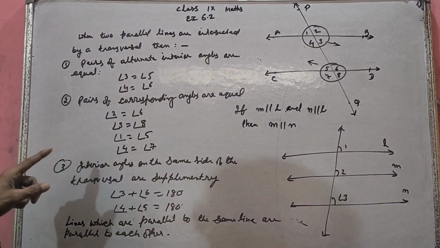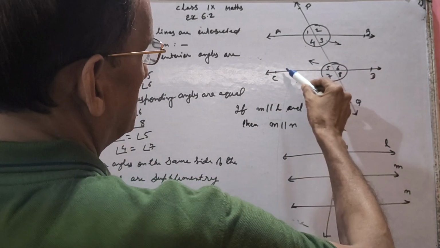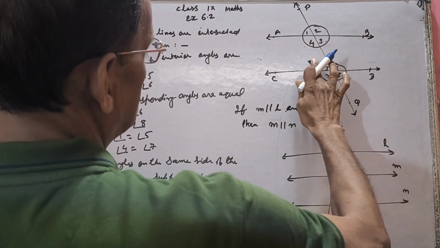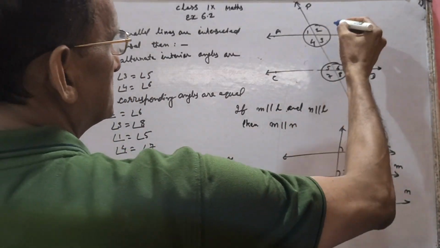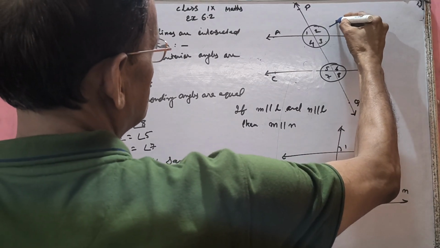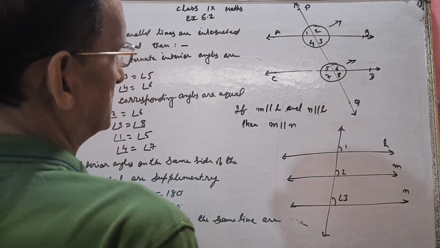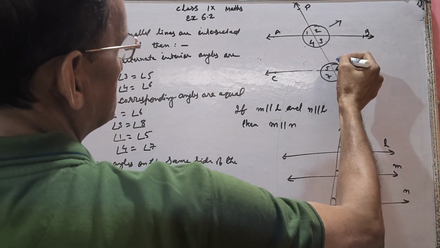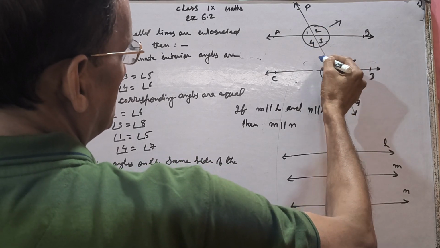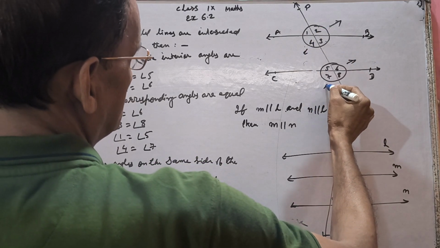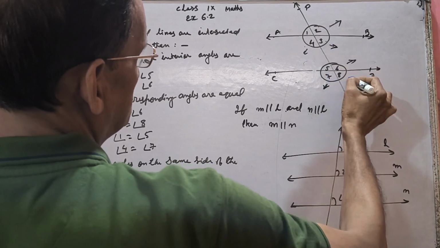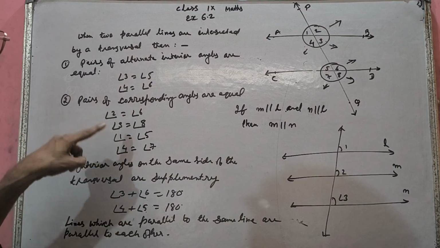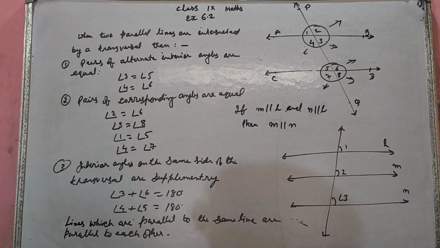Now, the second property: when two parallel lines are intersected by a transversal, then the pair of corresponding angles are equal. See, corresponding angles need to be identified. These are corresponding angles, formed in the same direction. Angle 2 will be equal to angle 6, angle 1 will be equal to angle 5, angle 4 will be equal to angle 7, angle 3 will be equal to angle 8. Pair of corresponding angles are equal.